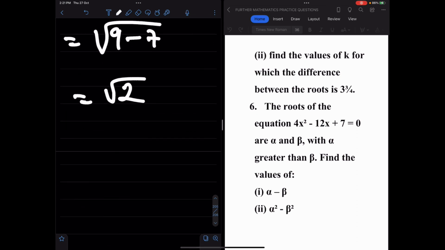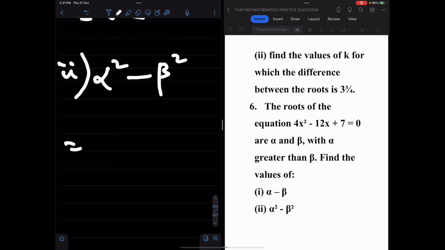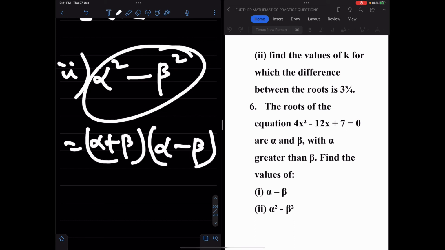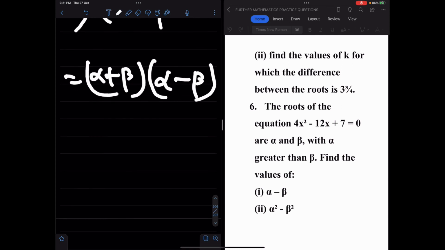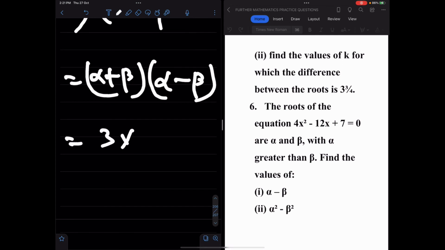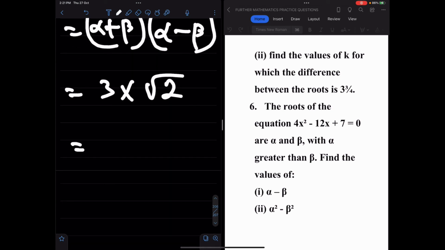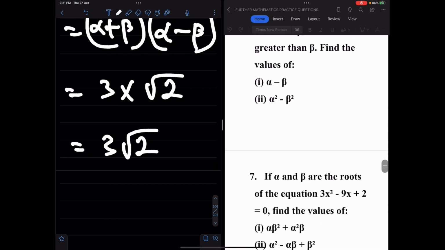That's alpha minus beta. Roman figure 2 says find the value of alpha squared minus beta squared. And this is the difference of two squares. So it's the same as alpha plus beta times alpha minus beta. And that's equal to alpha plus beta, which is 3, times alpha minus beta, which we already found, that's root 2. And that means alpha squared minus beta squared is 3 root 2. And that's it, very simply.